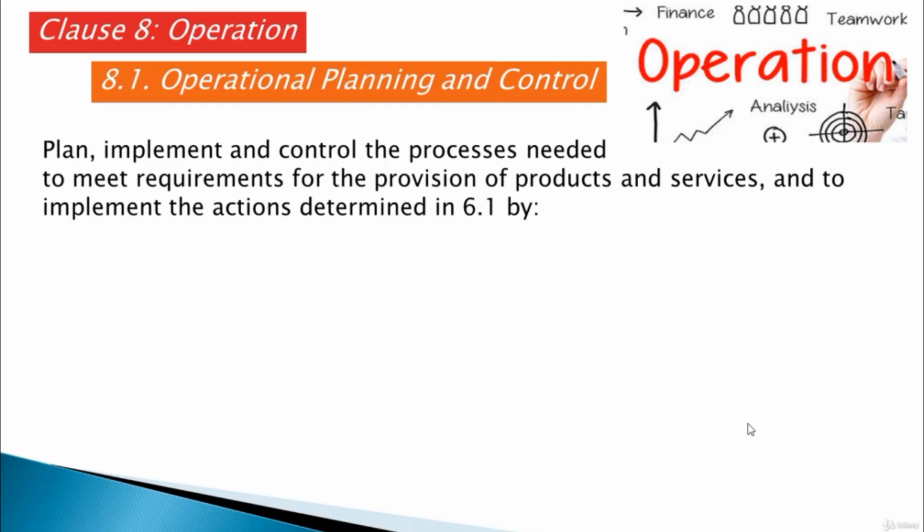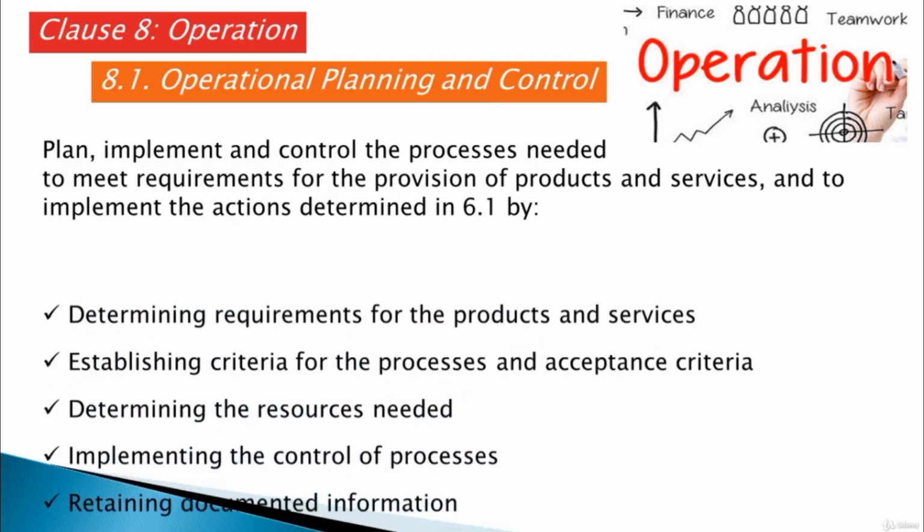Basically, the organization is required to plan, implement, and control the processes needed to meet requirements for the provision of products and services, and to implement the actions determined in 6.1. These are, of course, the actions to address risks and opportunities.